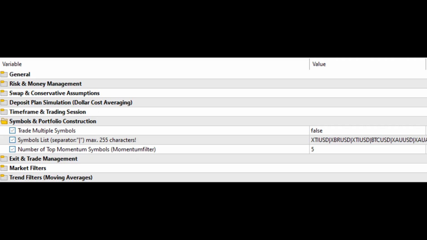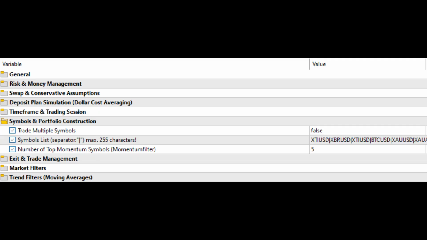The symbols list parameter has a default value that includes a broad mix of assets. For example, oil contracts, cryptocurrencies, gold and silver pairs in several currencies, index CFDs, and classic forex pairs. This diversified list is a good starting point because different assets tend to trend at different times.